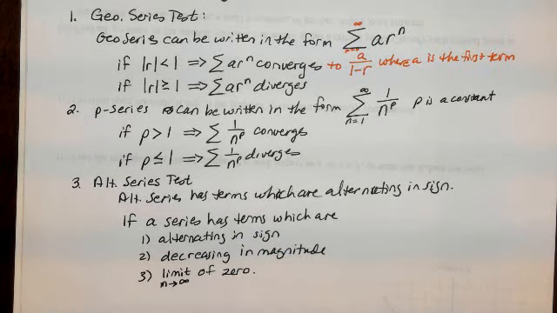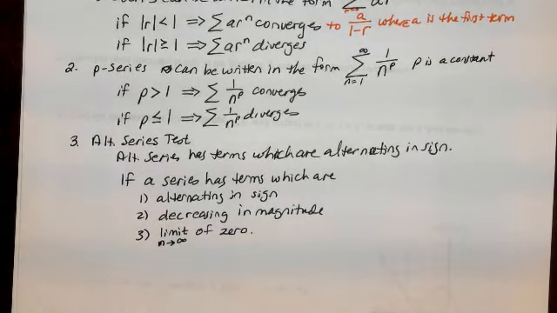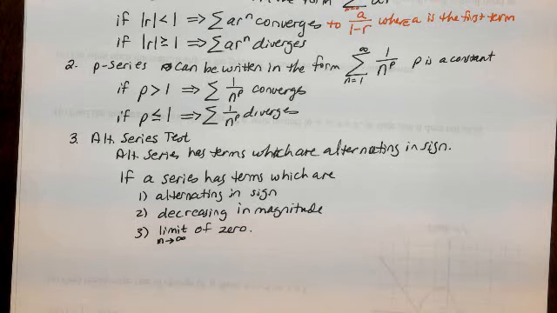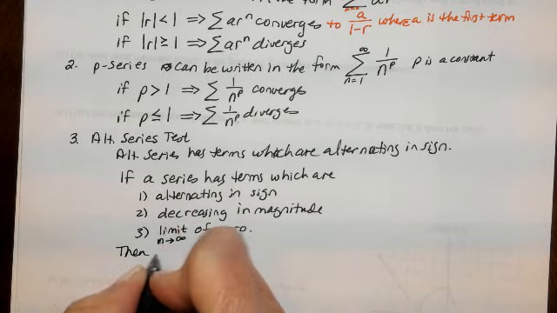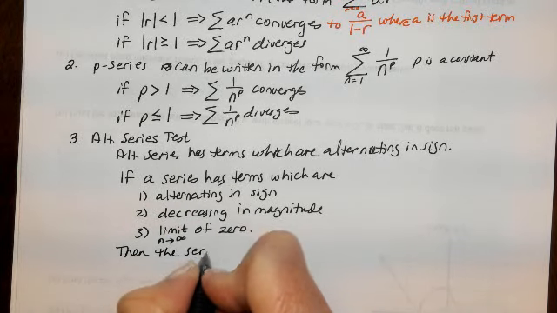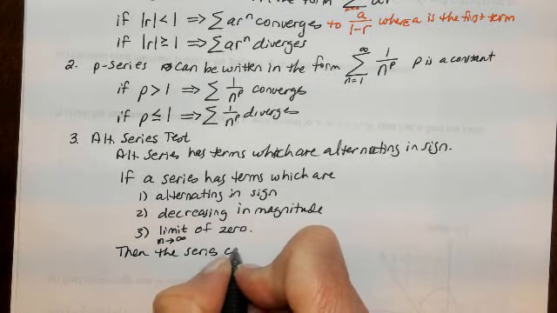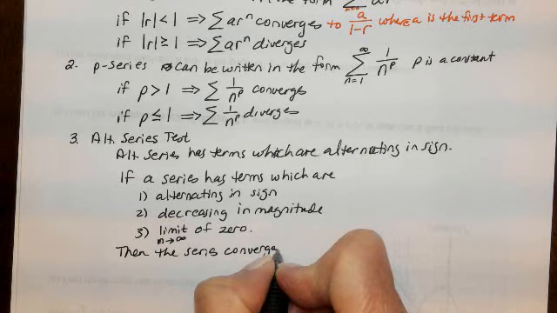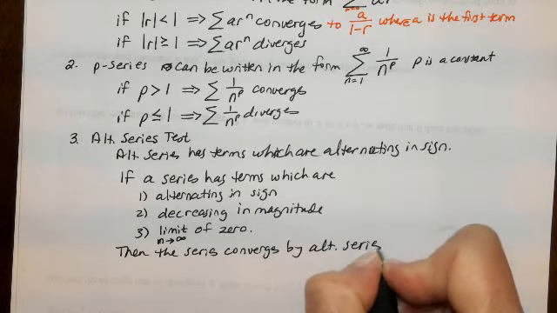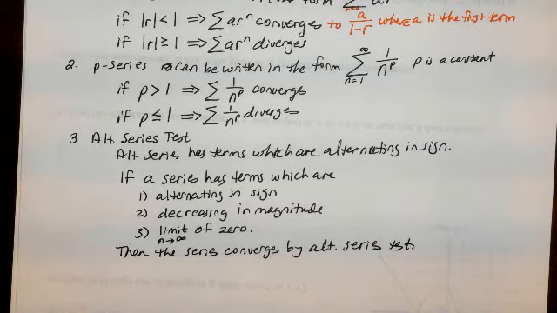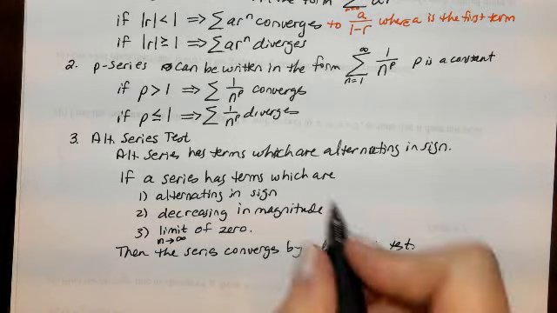So the terms are alternating in sign and decreasing in magnitude to 0. If those three things are true, then the series converges by the alternating series test. Okay? So we can write this in a couple of different ways.